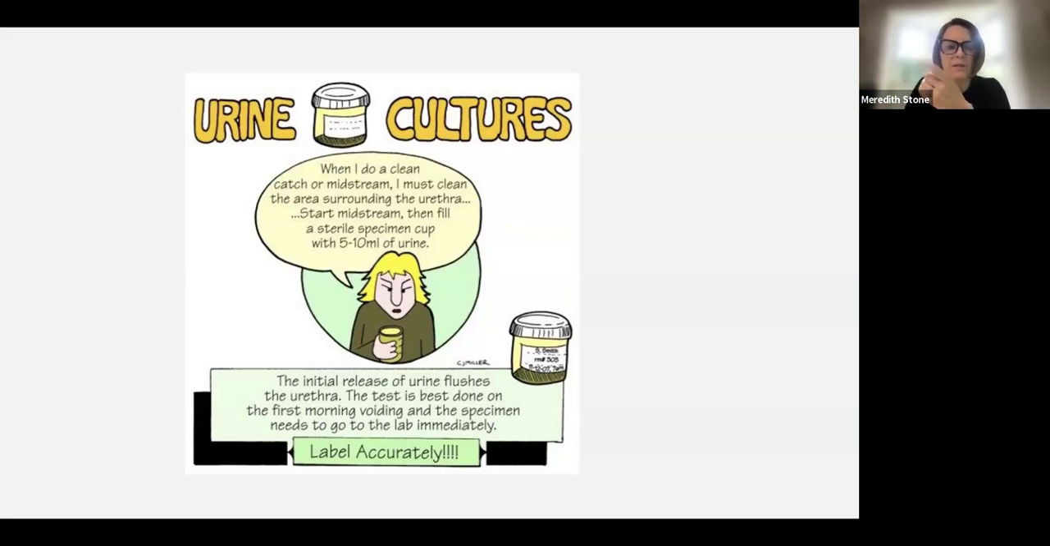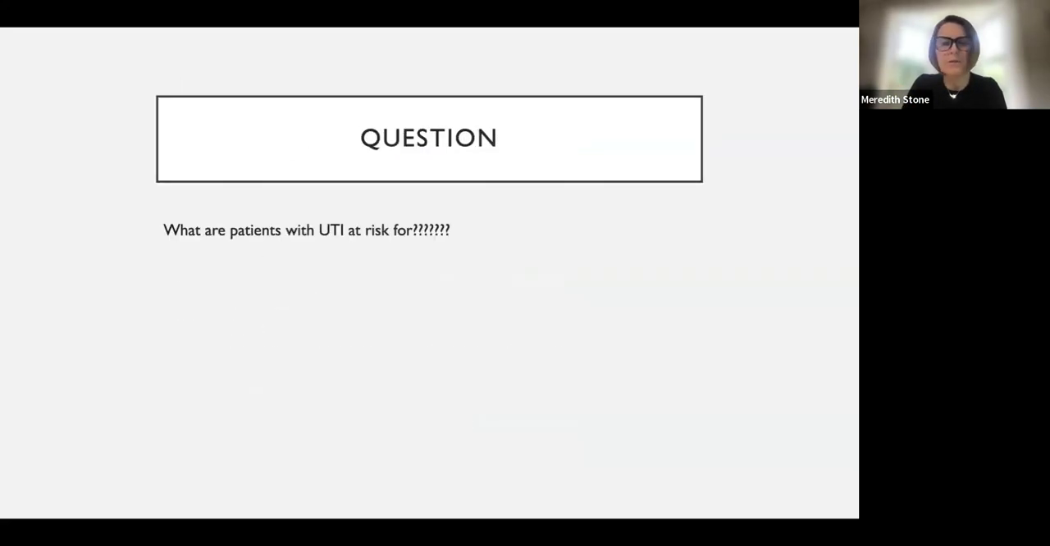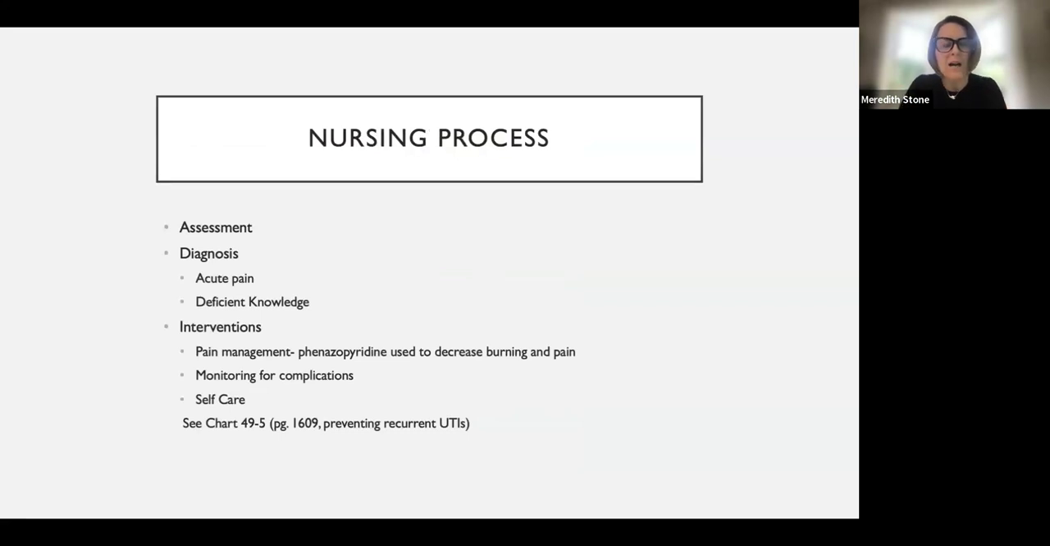Okay. Now, if you look here, a sterile specimen cup with 5 to 10 mLs of urine. So you don't need to fill half of a cup, right? Now, certainly if they are able to go, I would take more, and I would never do less than 10 mLs, but you don't need a ton of urine to be able to catch a specimen for culture.